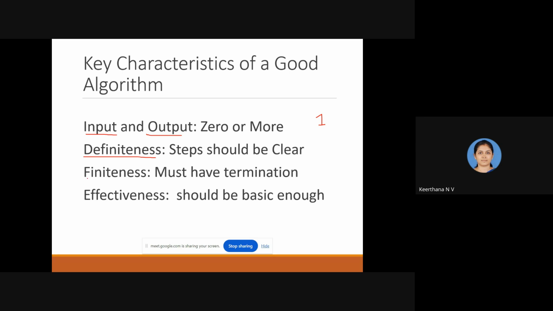So the third thing is finiteness. Every algorithm must have a termination. It means that the last step should be your termination. Every problem you are giving a solution for must have an endpoint. In the same way, an algorithm also must have an endpoint. The fourth one is effectiveness. It should be basic enough. Basic enough means you have to write your algorithm in very basic English. So these are the key characteristics of a good algorithm.